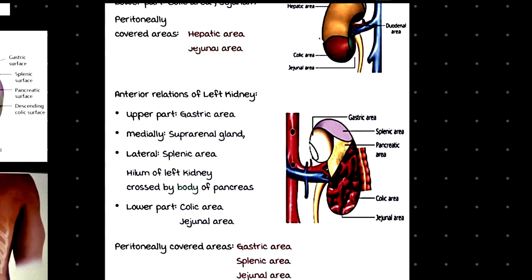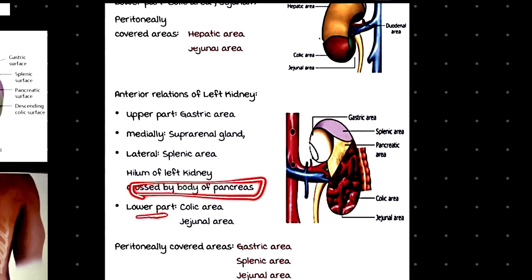Here the upper part consists of the gastric area, that's right. Medially, the suprarenal gland. Yes, the suprarenal gland is somewhere like this, right? Now talking about laterally, what are we finding? We are finding the splenic area right here. The hilum of the left kidney was crossed by what? It was crossed by the body of pancreas. This is our pancreas, right? Crossed by the body of pancreas.